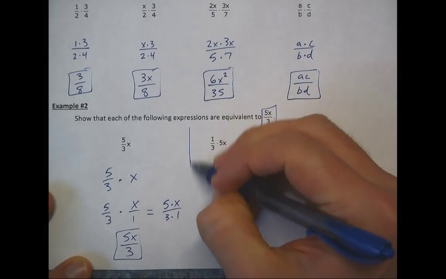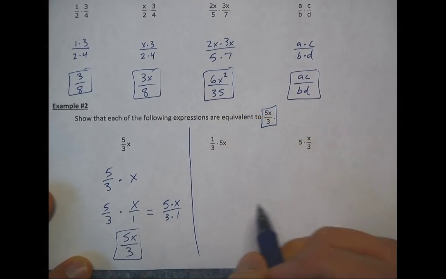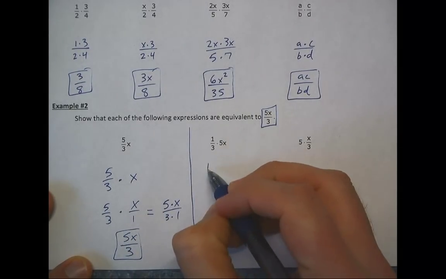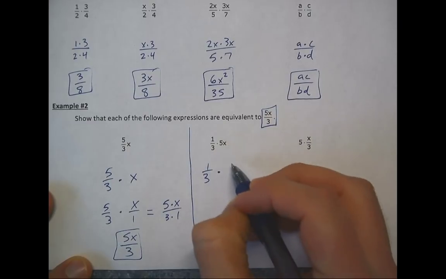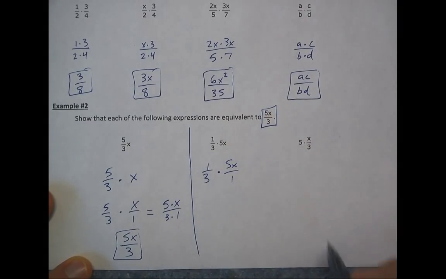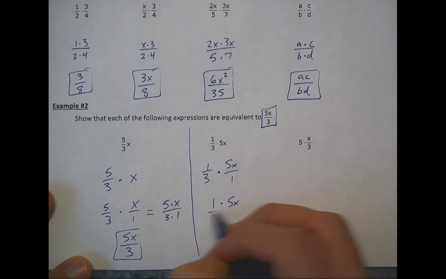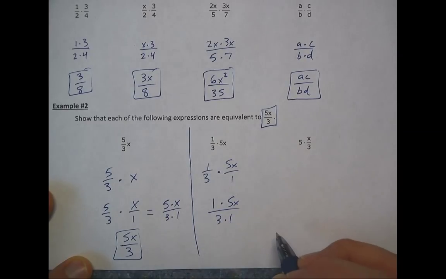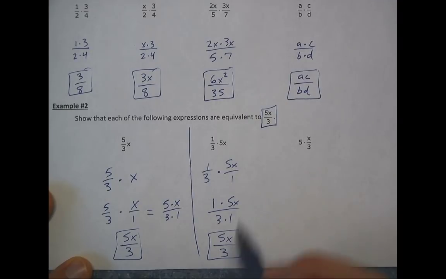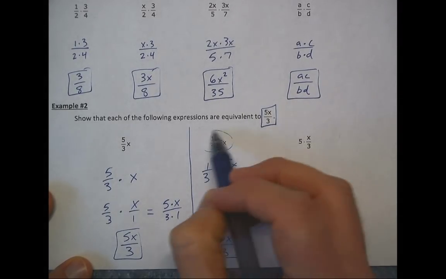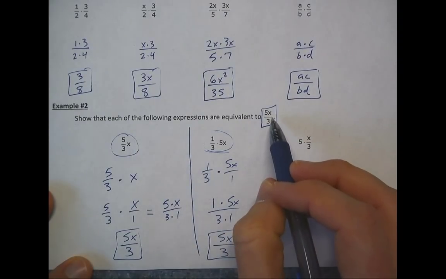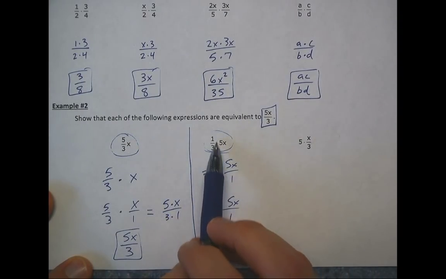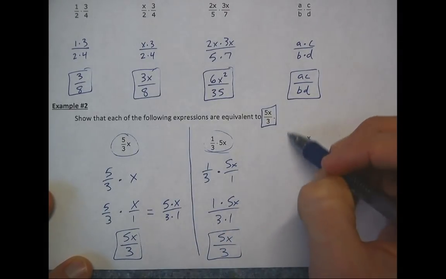What about this one? 1/3 times 5x, is that equivalent? Well, kind of the same strategy we had here. If I'm multiplying times 5x, it's like multiplying times 5x over 1. And according to our properties, we're just going straight across. So the top is 1 times 5x, and the bottom is 3 times 1. And so when I multiply that out, 1 times 5x is 5x, 3 times 1 is 3. And sure enough, I get the same thing. So I need to know that this is equivalent to this, which is also equivalent to this. So 5/3 x is the same as 1/3 times 5x, which is the same as 5x over 3.